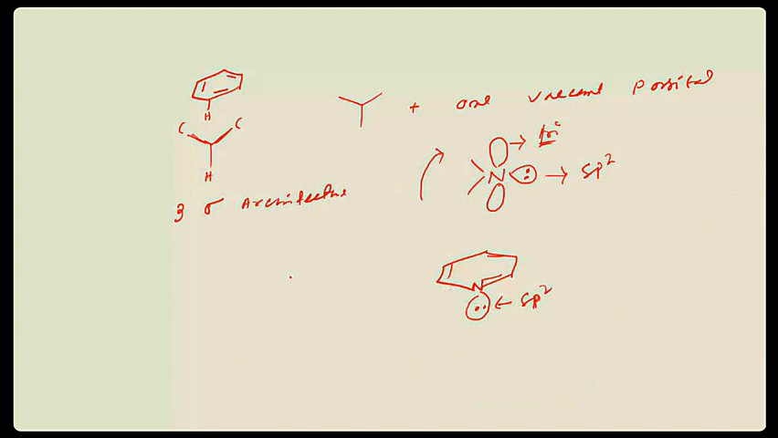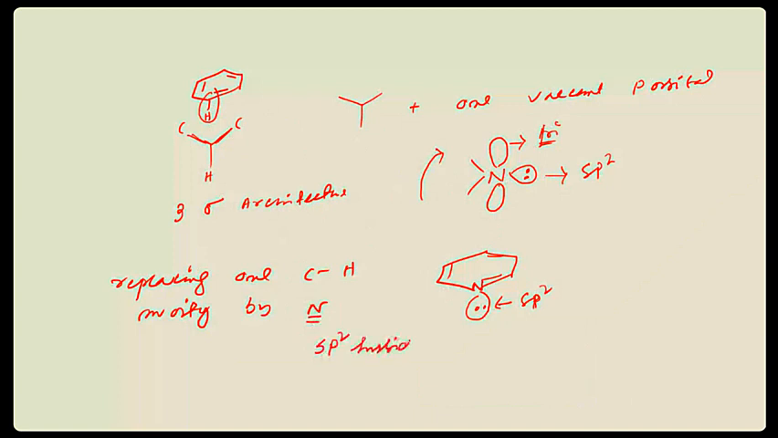So here, what basically we are doing is replacing one CH moiety by N. Not just N, really an sp2 hybridized nitrogen, again sp2 hybridized nitrogen where the lone pair lies on the sp2 orbital. That's the complete definition.